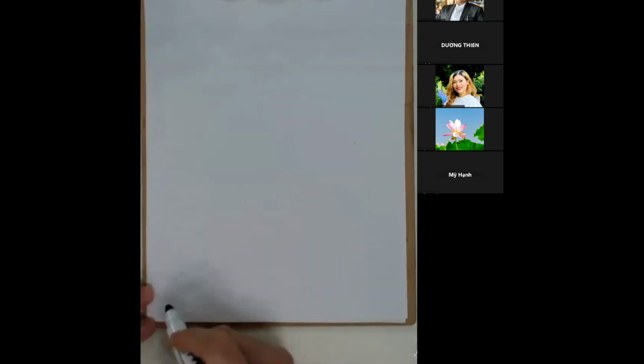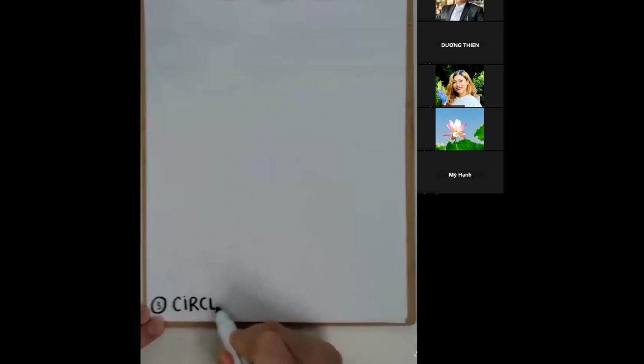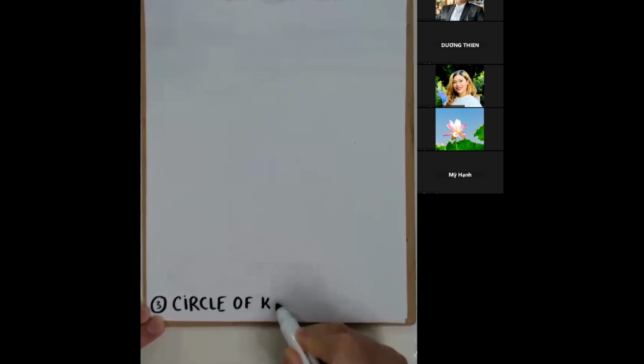And write smart number 3 on the bottom left, to point out that this is principle number 3. And this would be the circle of knowledge.